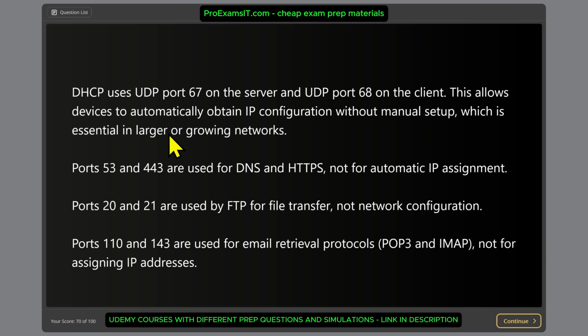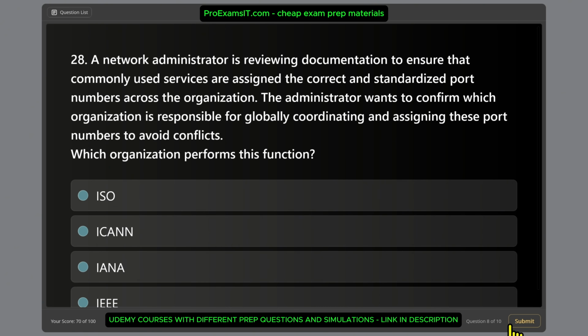They are UDP ports, 67 on the server, and UDP again, port 68 on the client. So this allows devices to automatically obtain IP configuration without manual setup. Ports 53 and 443: DNS uses port number 53, and 443 is HTTPS. 20 and 21, again repetition, that's how you remember, are used by FTP for file transfer. 110 is used by POP3, and 143 by IMAP.